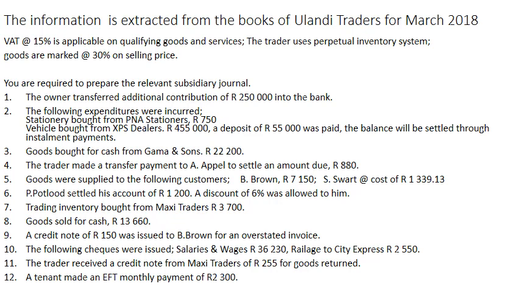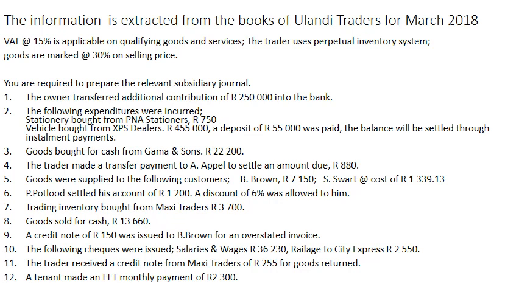Vehicle bought from XPS dealers for 455,000 rand. A deposit of 55,000 rand was paid. The balance will be settled through installment payments. Here, a vehicle is bought on credit, but a payment of 55,000 rand was made. Two things in that line transaction.